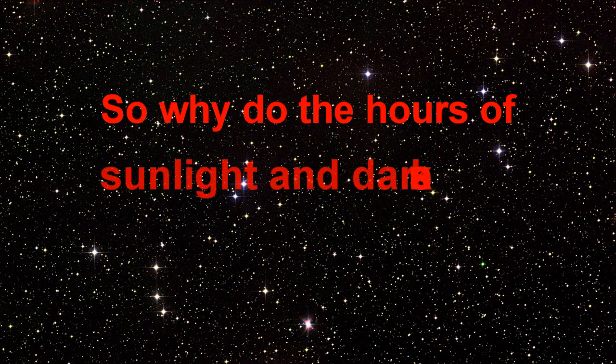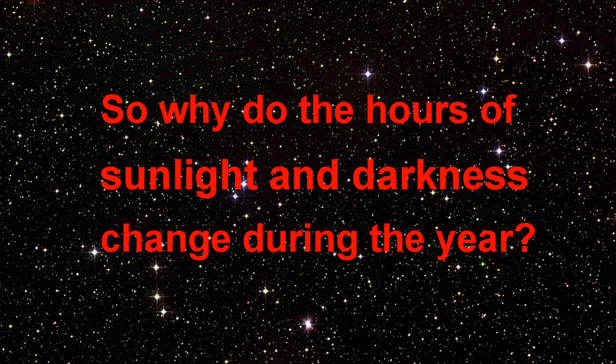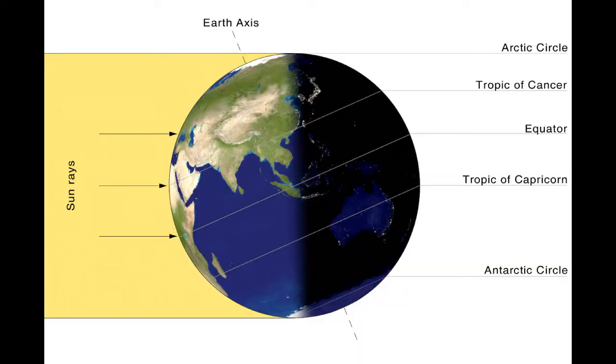So why do the number of hours of daylight and darkness change during the year? That's a great question. Remember the tilt of the Earth's axis? Let's take a look. In the summer, the North Pole is tilted towards the sun. This means that the northern hemisphere will have more hours of daylight than the southern hemisphere.